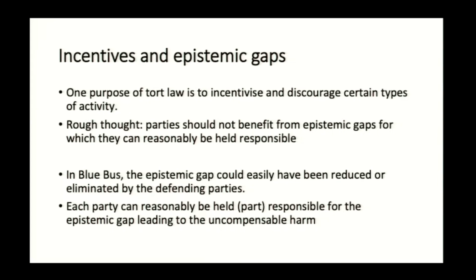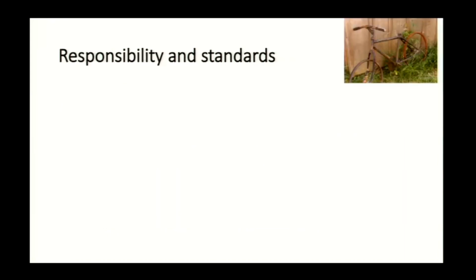So I'm thinking in the blue bus case, a similar logic applies, right? The companies can always bring to court evidence that exculpates them. But I think prima facie it's reasonable to have a presumption that if you can be reasonably held responsible for the existence of an epistemic gap in the law, then it's reasonable to attribute liability to you as well.